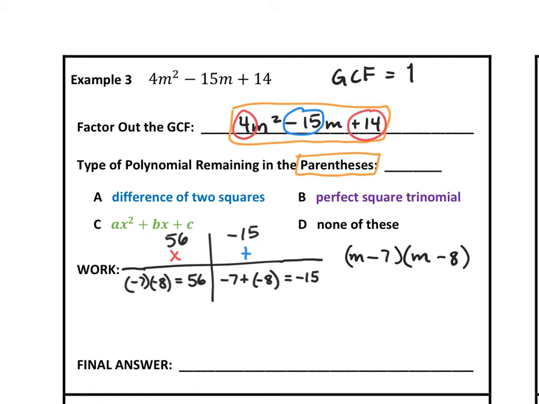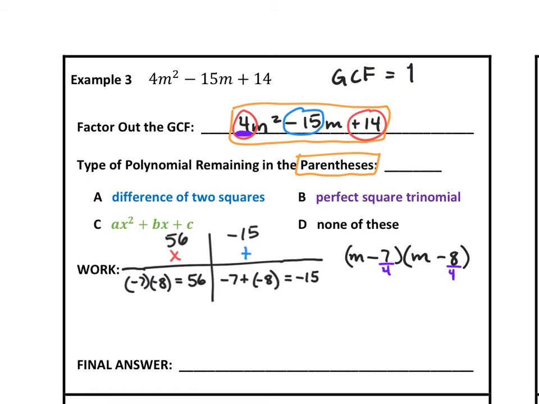But remember what we discussed last class: is the number in the front a 1 or is it not 1, right? Is it different than 1? And we see the first number and it's a 4. So remember, we have to take that number and divide it into the negative 7 and the negative 8 that we got. And simplify if you can. If you can't, then you leave it as it is.